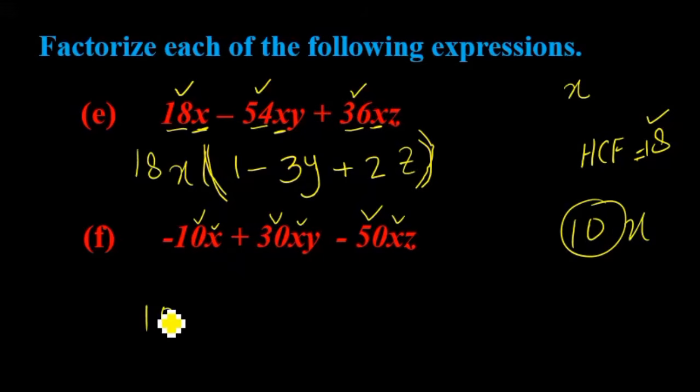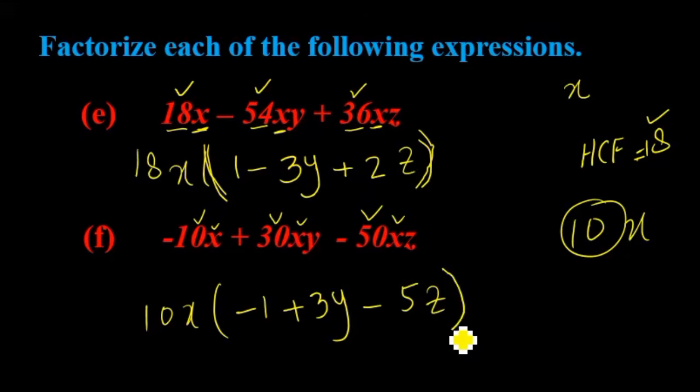And what do I get? Only minus 1. 10 ones are 10. And how many 10s make 30? 10 threes are 30. Means plus 3y. X is taken as common. And here I get 10 fives are 50. So it means 5z. So that is your answer. Clear? I hope you understand these questions.